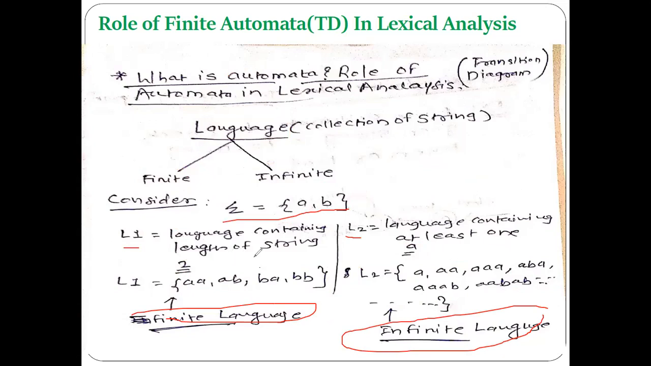If you try to form the language containing strings of length 2, then we get the finite language. But from this set of alphabet, if you try to form the language containing at least one A, then we get the infinite language. Okay.